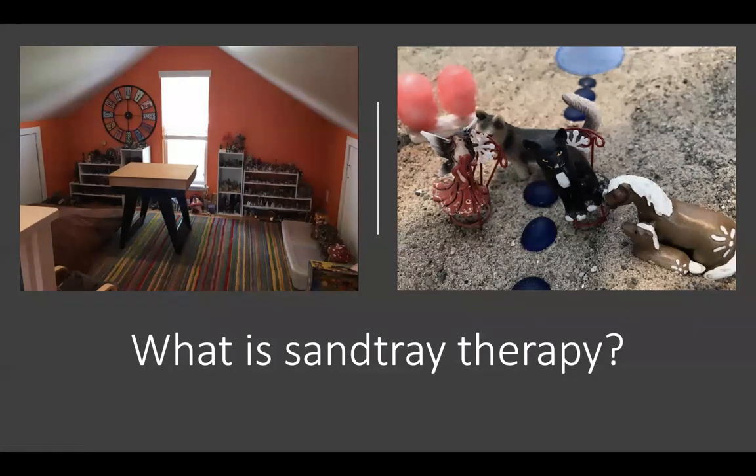Basically, the materials are a box, usually a wooden box, painted blue on the bottom for depicting water, and then you would put sand in it. And if you see on the picture on the left, we have all these miniatures that would go into the sand to depict a story. The picture on the right is just a little excerpt of what could be put into the sand.